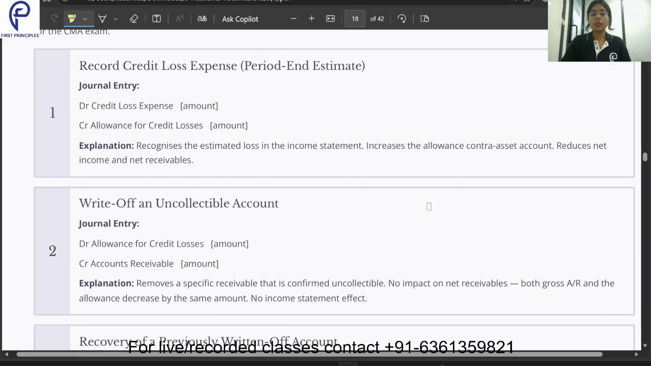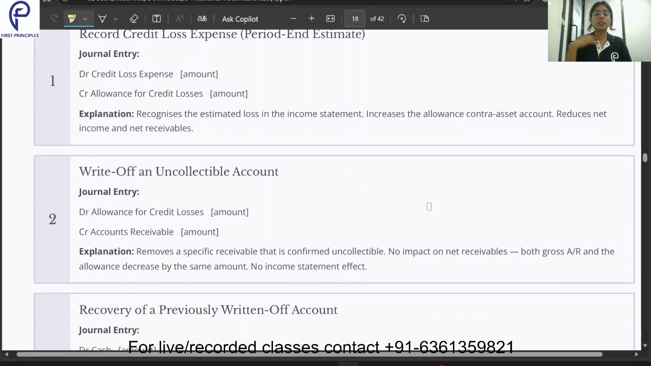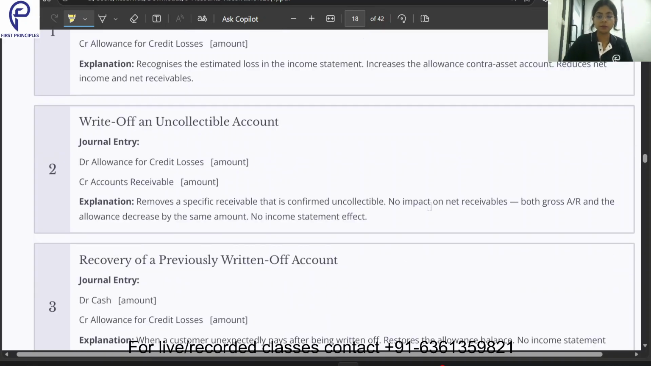Then, writing off an uncollectible amount, that means when there is an actual bad debt. In that case, we will debit our allowance for credit loss and credit the accounts receivable. I am reducing my accounts receivable, and I am reducing my allowance account; both I am reducing.